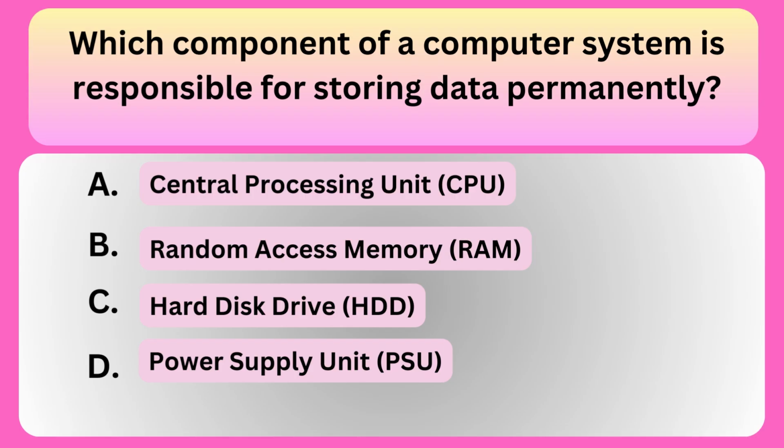Which component of a computer system is responsible for storing data permanently? Central Processing Unit or CPU, Random Access Memory or RAM, Hard Disk Drive HDD, Power Supply Unit PSU. And the right answer is Hard Disk Drive.